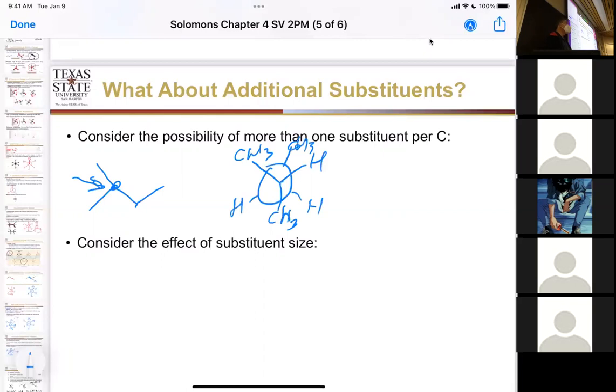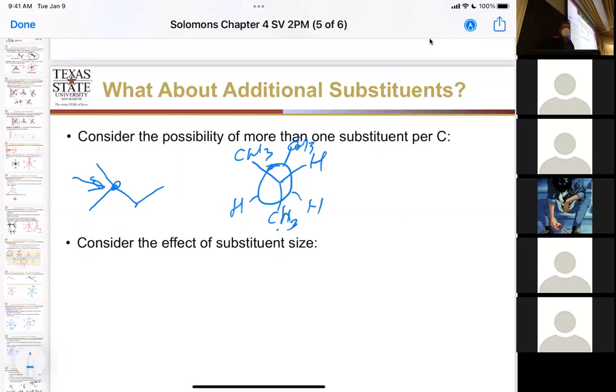Does it matter where they start? No. As long as you get all the substituents in the right place, it doesn't really matter because we can rotate it around. Remember? That's fine. So in this situation here, we're going to see that we have a possibility for having two methyl groups gauche and one methyl group anti to the other one.